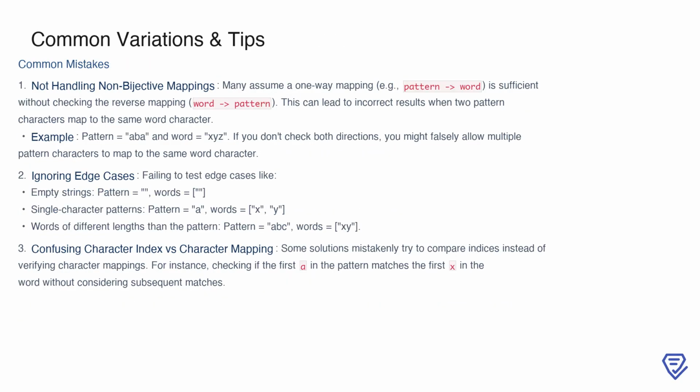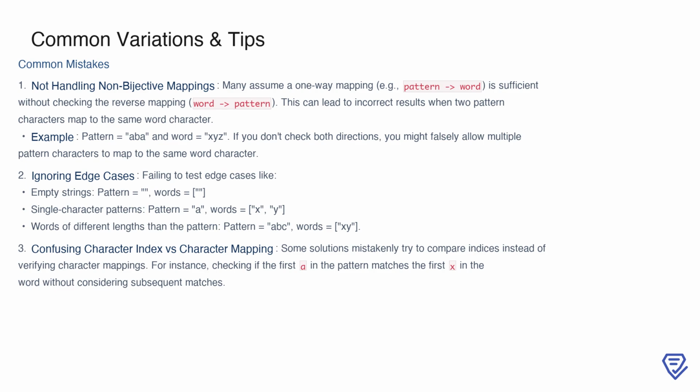One of the most common mistakes when solving the find and replace pattern problem is not properly handling non-bijective mappings. This happens when you assume that mapping from the pattern to the word is sufficient, without checking the reverse mapping from the word back to the pattern. For example, with a pattern like ABA and a word like XYZ, if you only check one direction, you might incorrectly allow both A and B in the pattern to map to the same character in the word, which breaks the bijection.